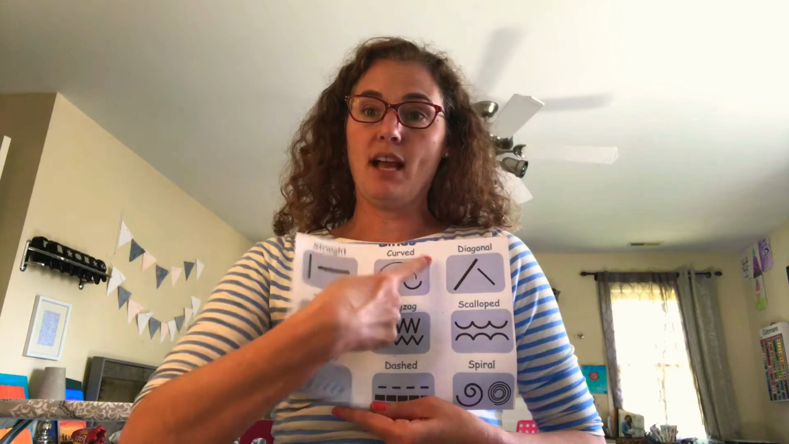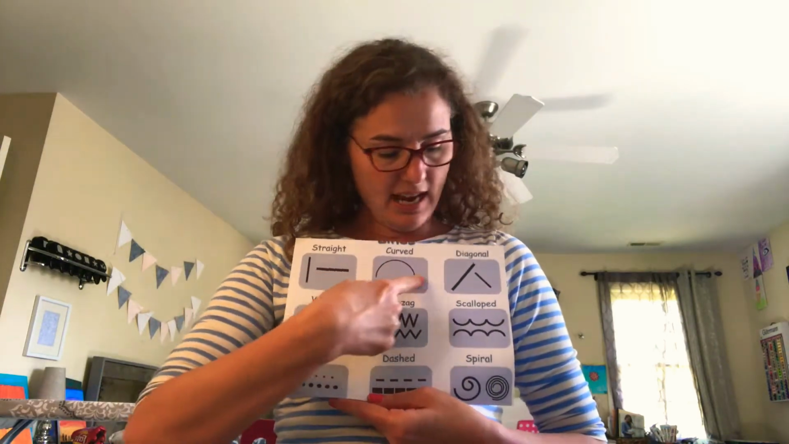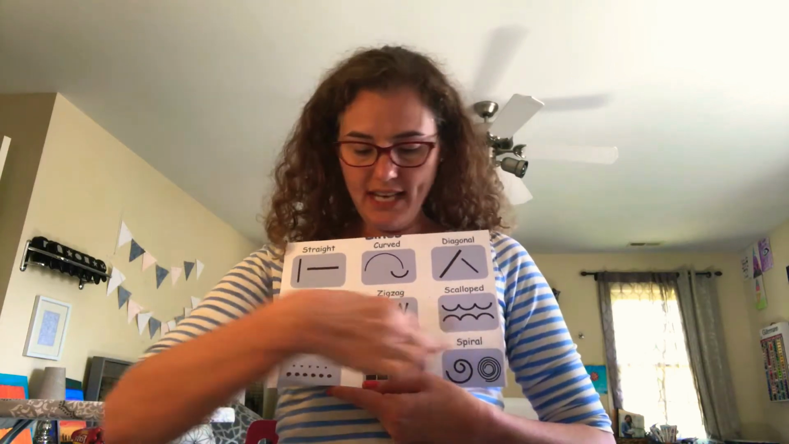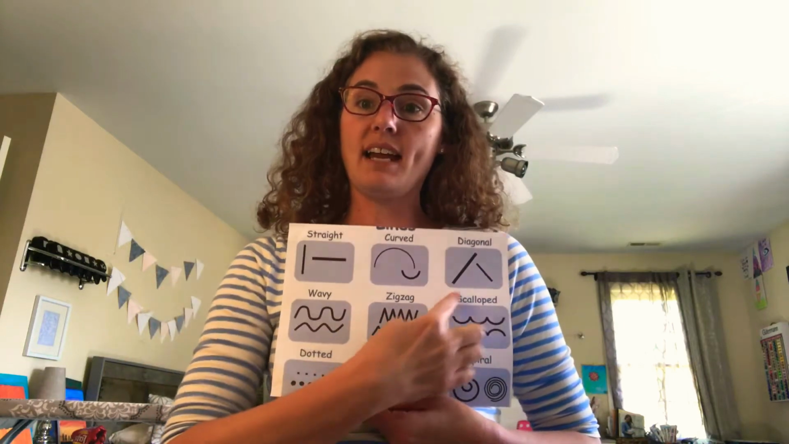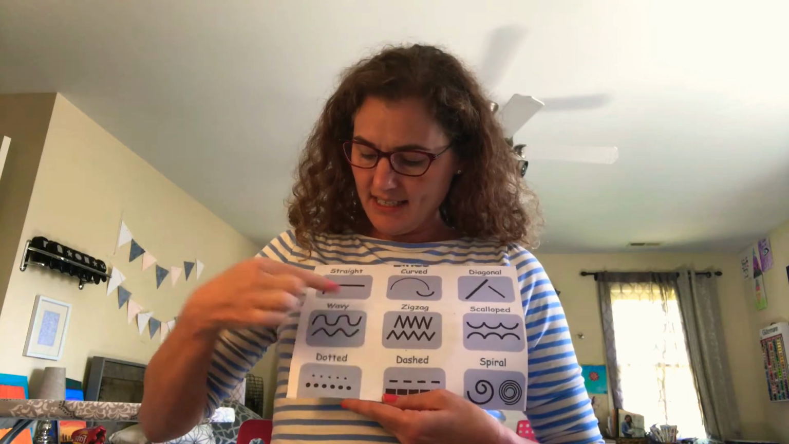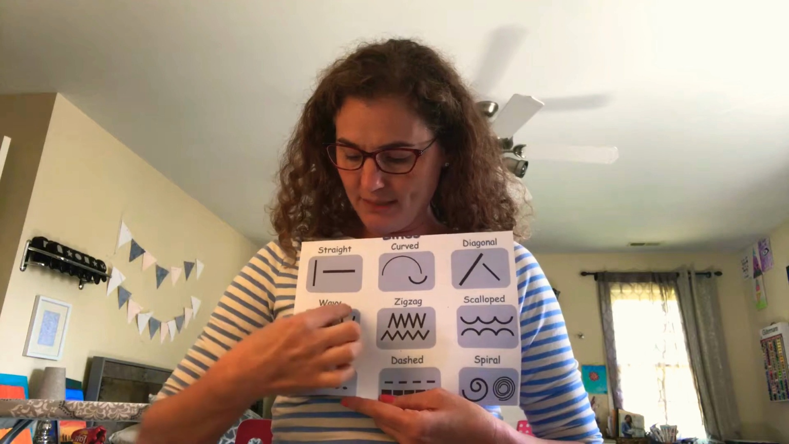This is a curved line. We would call this one a sad curve because it's like a frowny face. This one's a happy curve. Diagonal lines, and all of these could be diagonal because vertical, horizontal, and diagonal, those are directional lines. Wavy lines go like this. Zigzags are like wavies but with a point.